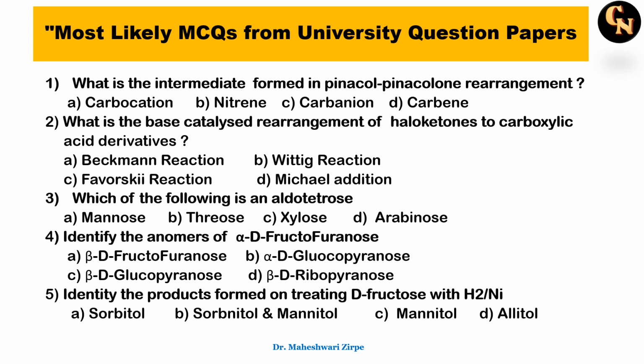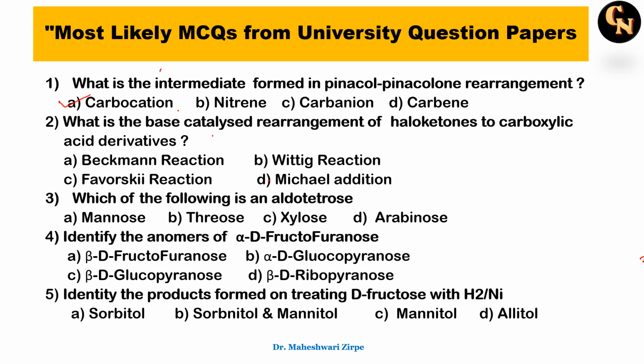So the most likely MCQs which were asked in the university question papers are, the first one: What is the intermediate formed in pinacol-pinacolone rearrangement? So basically, in a pinacol-pinacolone rearrangement reaction, carbocation is formed. Okay, students, these MCQ questions are based on the whole semester 6 syllabus. So the answer here is carbocation.